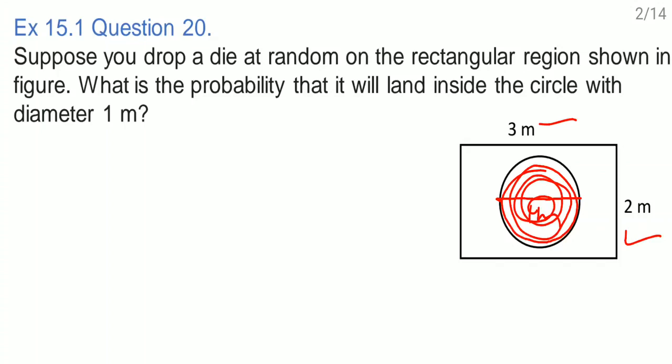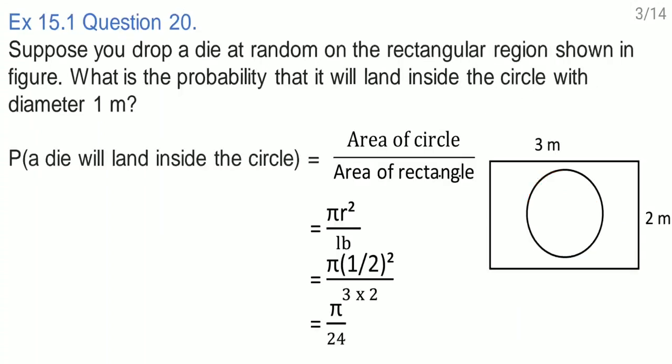So how much is the possibility that it will fall on the circular region? That means this is our favorable region and the total region given is a rectangular portion. Correct? So for that, look here. Probability of a die landing inside the circle is equal to the area of the circle by the total area, that means the area of the rectangle.